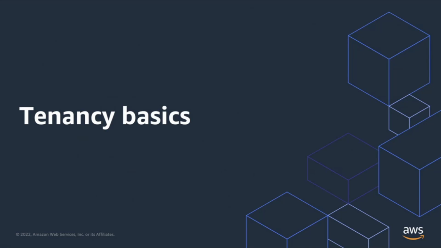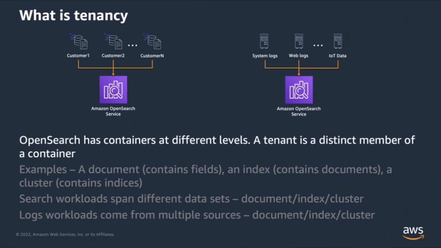So turning to our topic today, let's talk a little bit about the basics of tenancy. So what do we mean by tenancy? What is tenancy? If we think about search workloads on the one hand, we potentially are bringing data in from, say, a number of customers. So if I run an application that is vending out some kind of, I don't know, note-taking app or what have you, then I'm going to have a number of customers. All of those customers are going to have notes. They're going to want to search them. So we're going to bring all of those into Amazon OpenSearch Service.